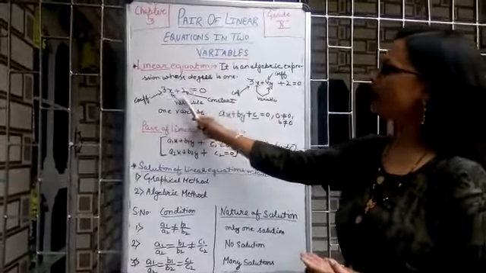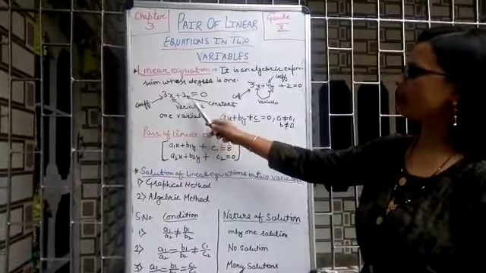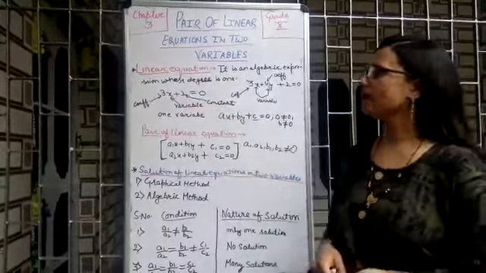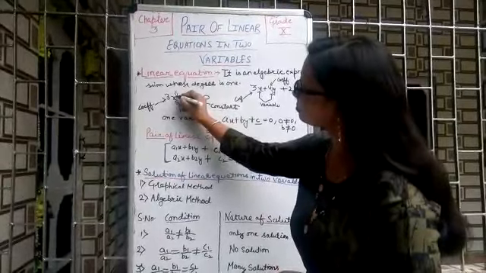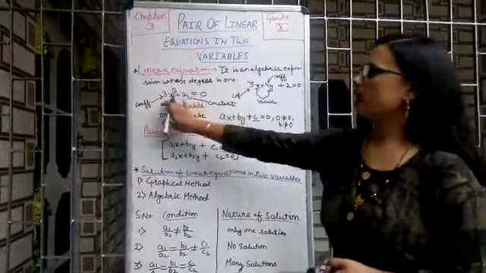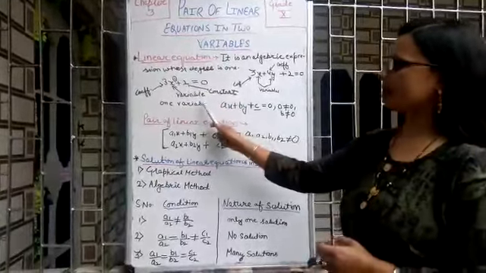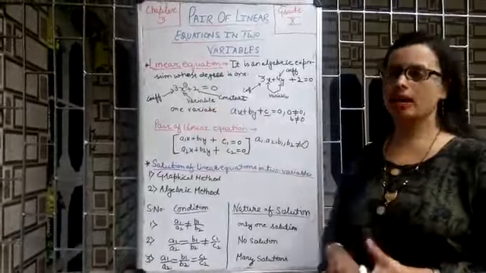Suppose it is an algebraic expression where 3 is the coefficient, x is the variable, 2 is the constant, and here the degree is 1. Degree is 1 means the power of x is 1. Then it is called a linear equation. It is called linear equation with one variable because here there is one unknown variable.